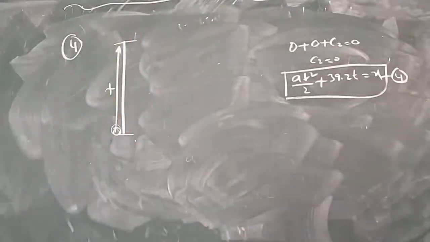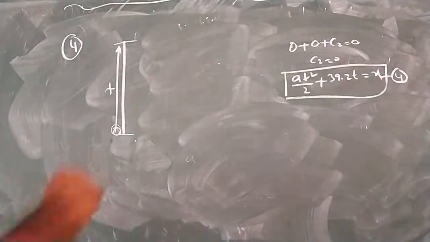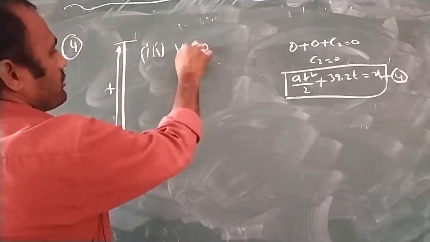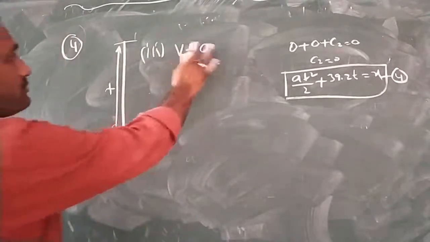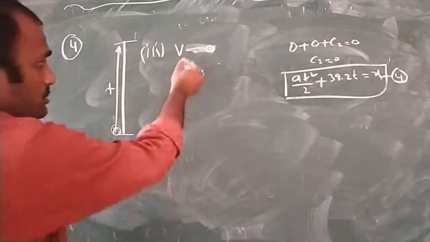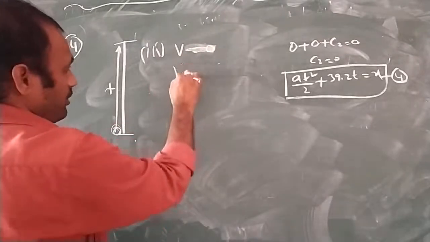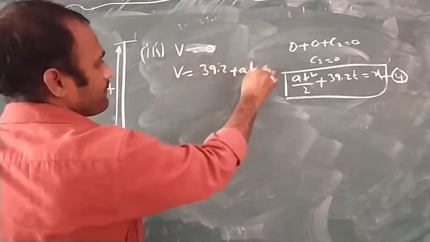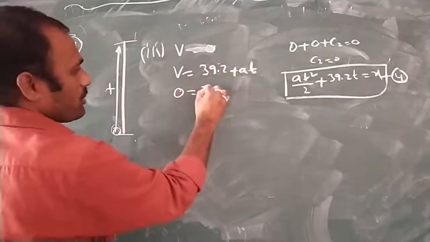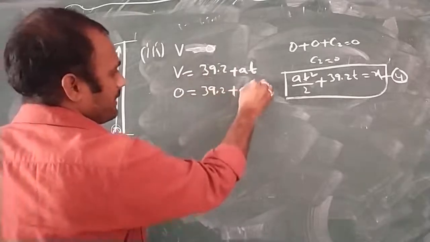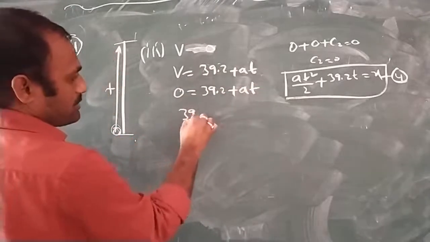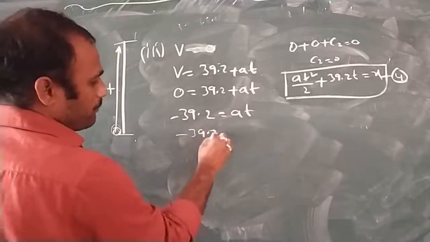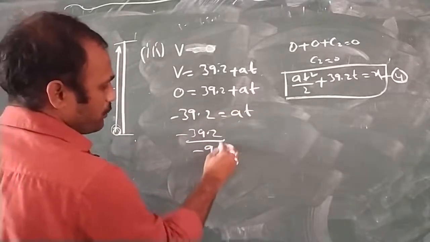So the third question is, how high the ball will rise? In this third case, V will be 0, because the velocity at the top will be 0. So if velocity is 0, we have the equation V is equal to 39.2 plus 80. If V is 0, then 0 is equal to 39.2 plus 80, so minus 39.2 is equal to 80. Minus 39.2 divided by the acceleration, minus 9.8, is equal to T.